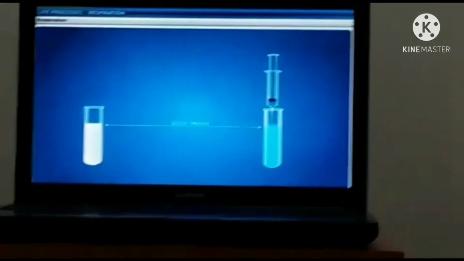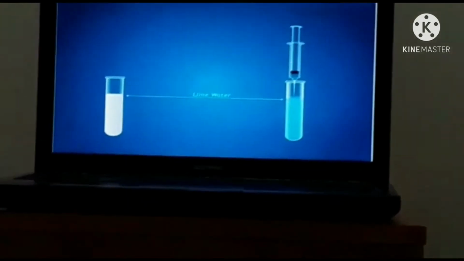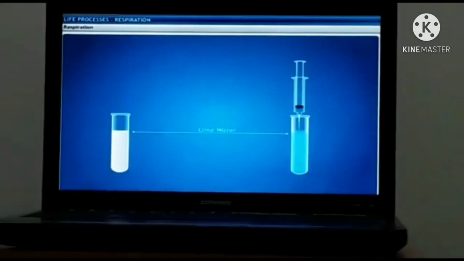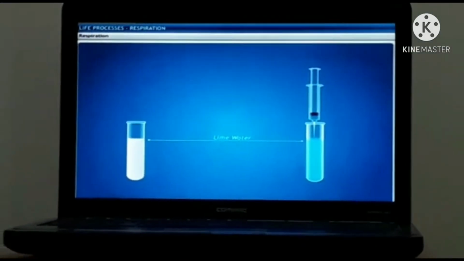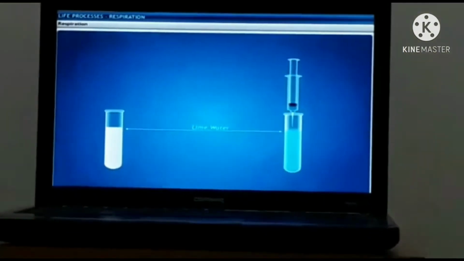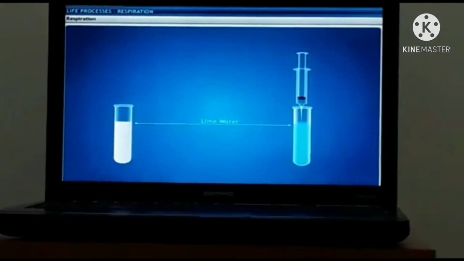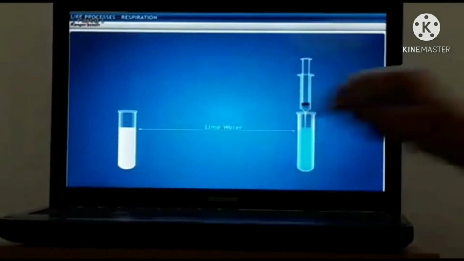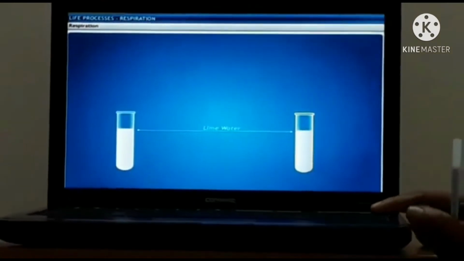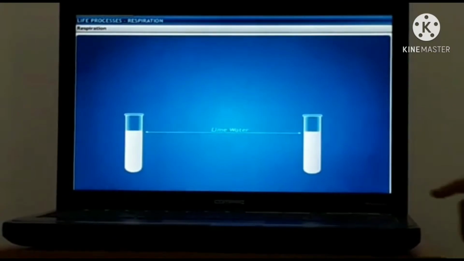You know the chemistry behind that. Lime water, which is calcium hydroxide, when carbon dioxide passes through it, forms calcium carbonate, an insoluble salt that gives a milky white appearance. So here, in the first test tube, the lime water turned milky. That indicates that more carbon dioxide is present in the exhaled air than the atmospheric air.